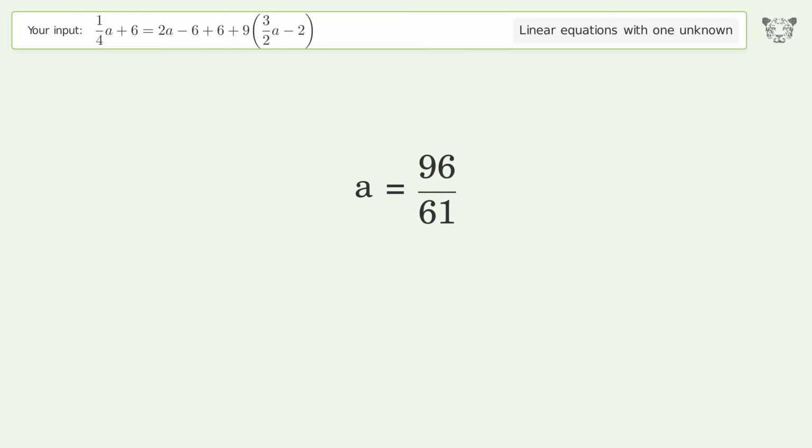And so the final result is a equals 96/61.